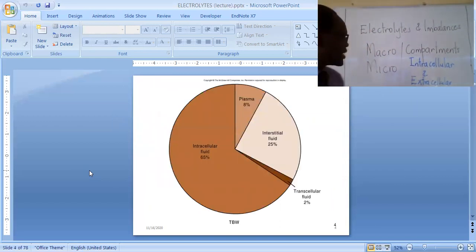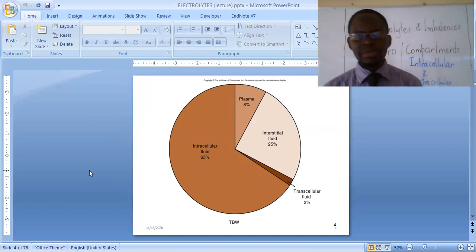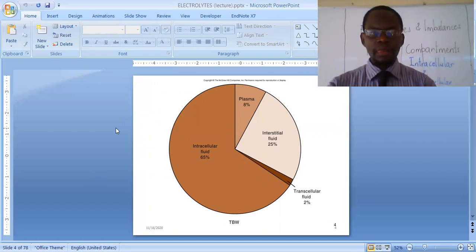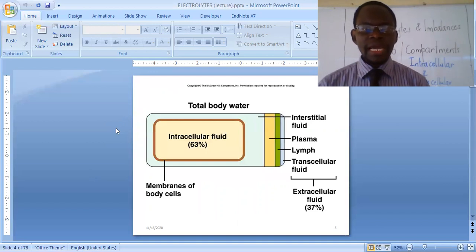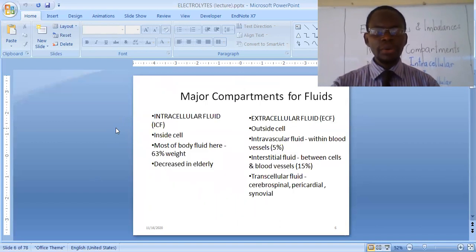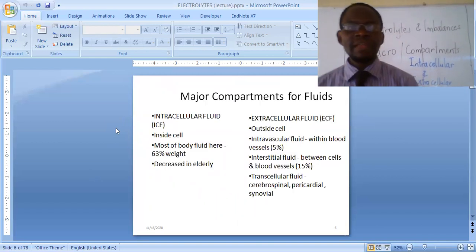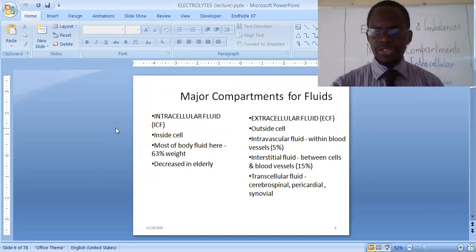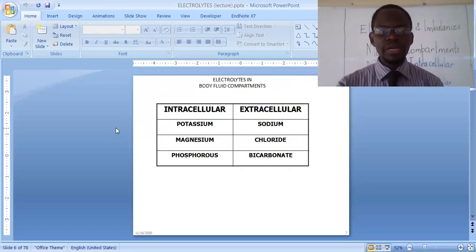Now, if you can see that diagram, it is basically self-explanatory. So again, that is it. We shall not talk about it more. And we are saying that the major components are basically extracellular and intracellular, which we have talked about already.